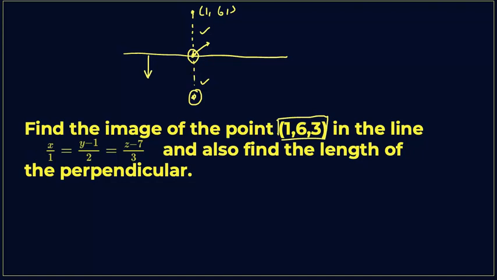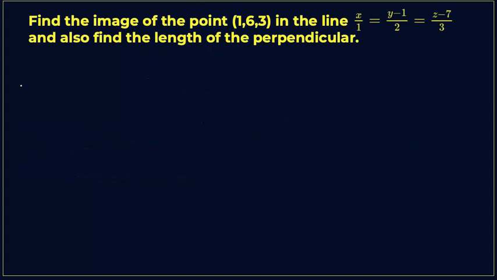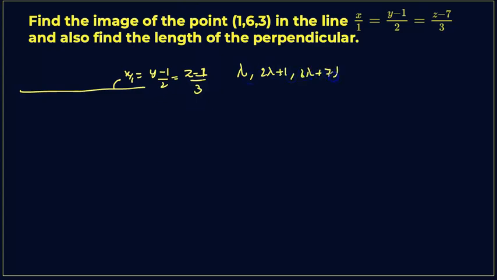Secondly, you will use the section formula, and third, you will use the distance formula. And how will you use that? Let's find this out. There's a line given whose equation is x/1 = (y - 1)/2 = (z - 7)/3. If I want to find the point, I will write it as lambda, 2 lambda + 1 and 3 lambda + 7. This is the point that you will find for the perpendicular one.